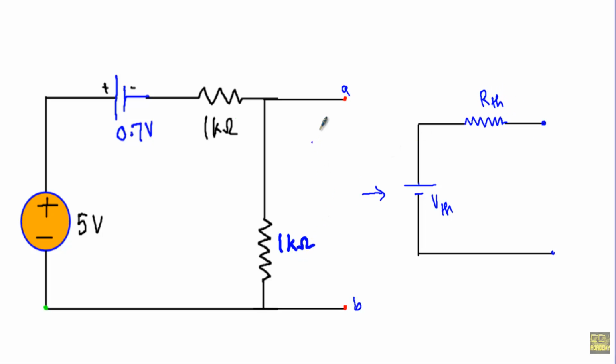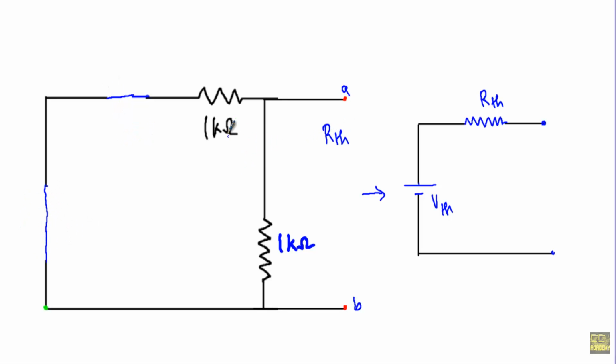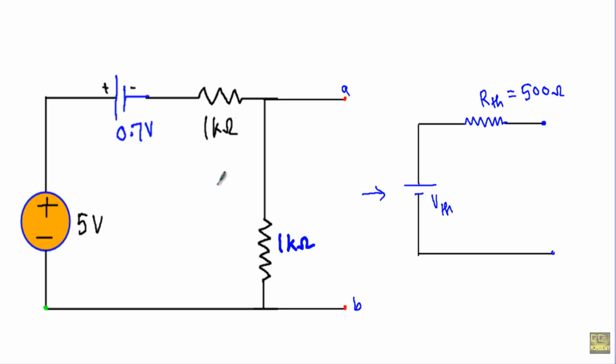See here, if I calculate RTH, you will see I will replace this voltage source with a short circuit and this voltage source with a short circuit. So here you will see this 1 kilo ohm resistor will be in parallel with this 1 kilo ohm, therefore their equivalent parallel resistance will be equal to only 500 ohm. So I will get RTH equal to 500 ohm. Now I will calculate VTH in this circuit.